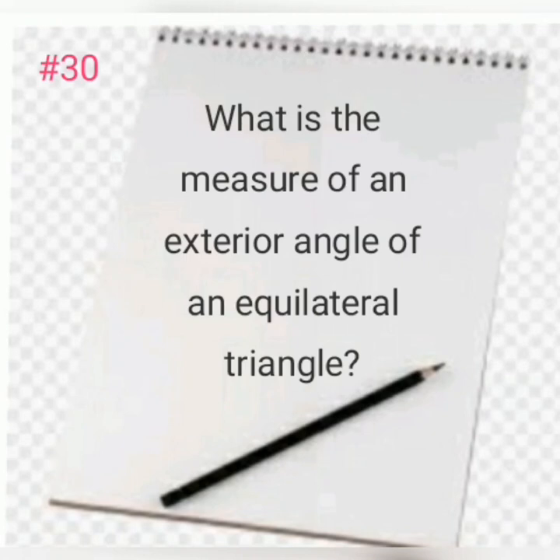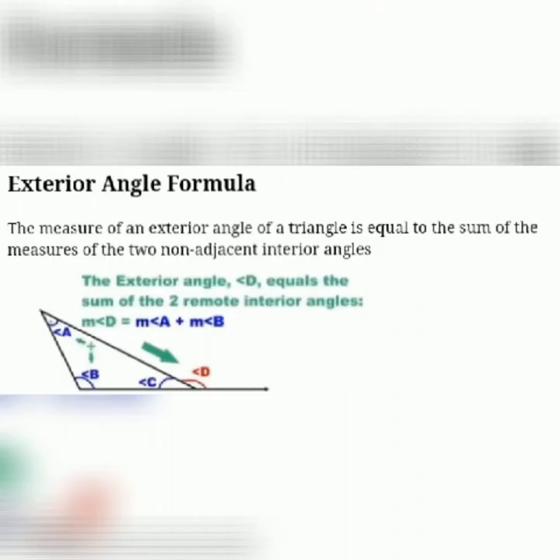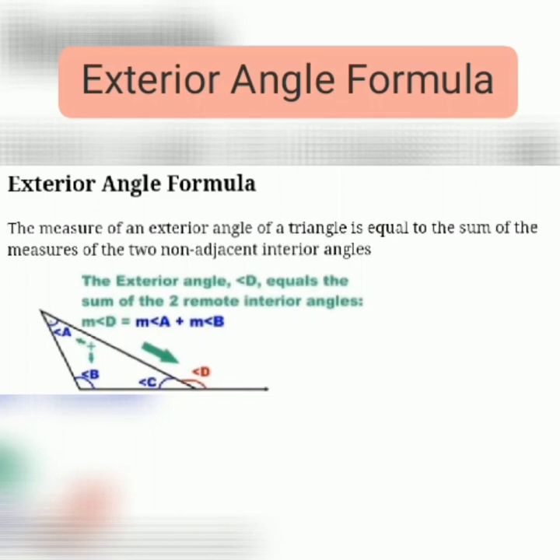What is the measure of an exterior angle of an equilateral triangle? Remember this. The measure of an exterior angle of a triangle is equal to the sum of the measures of two non-adjacent interior angles.